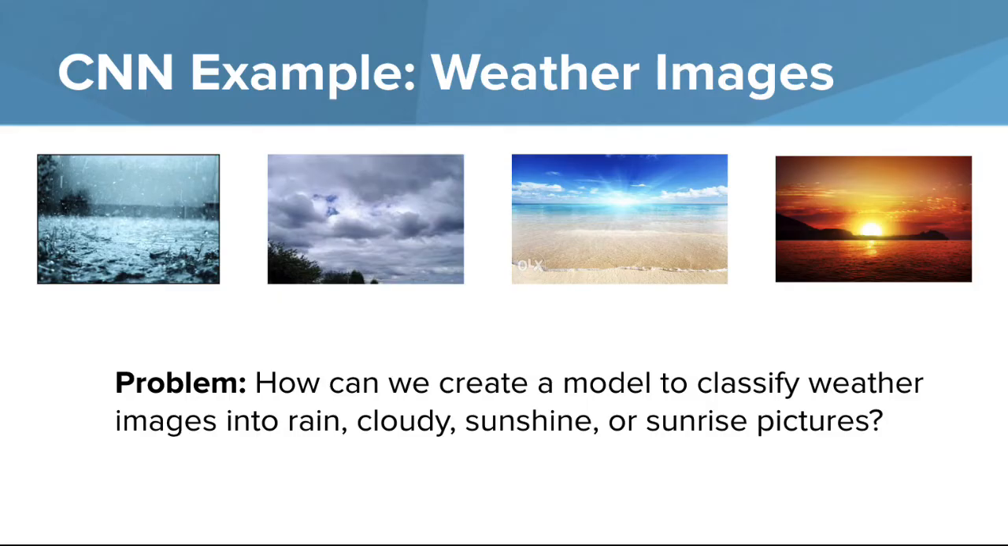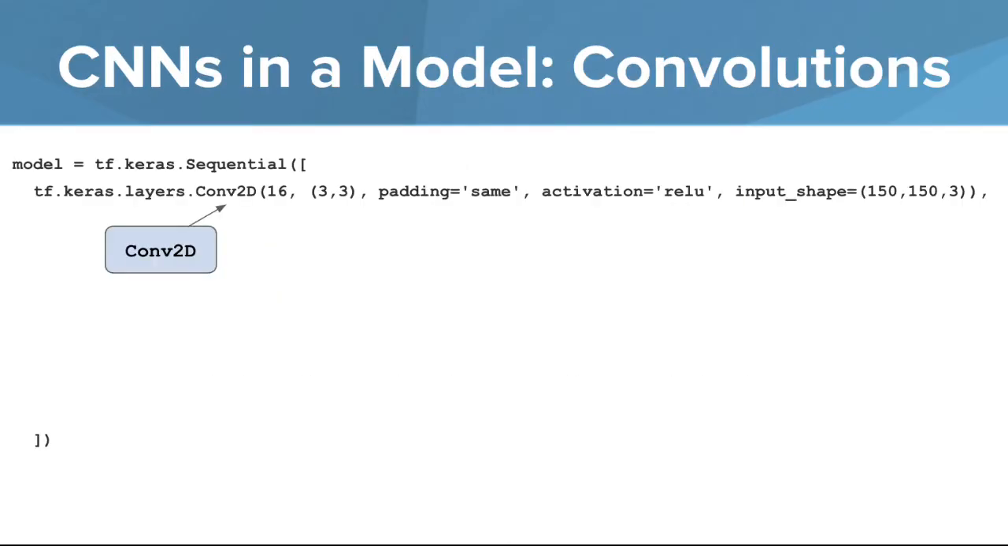Now let's see how a convolutional neural network can be created in TensorFlow. For this example, we will work with a weather image classification model. We'll classify these as either rainy, cloudy, sunny, or a sunrise. You will feed a set of images into TensorFlow to make a model that can predict whether a new image is rainy, cloudy, sunny, or a sunrise. The model will use a sequential set of layers similar to the temperature conversion model. However, instead of a dense first layer, the model uses a convolution 2D layer as the first layer.